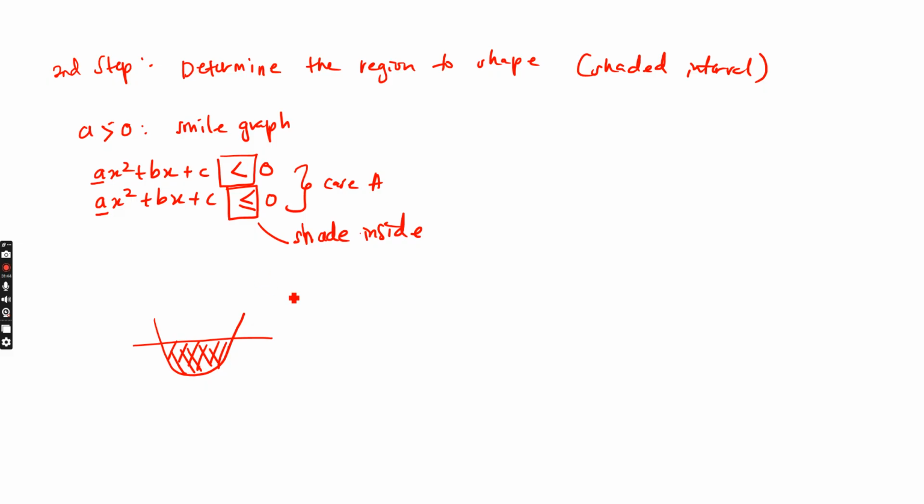So at this part, when you sketch this graph, you must put the roots that you have. I just put R1 and R2. It is the same. If it is less than or less than or equal to, you need to shade inside. What about case B?